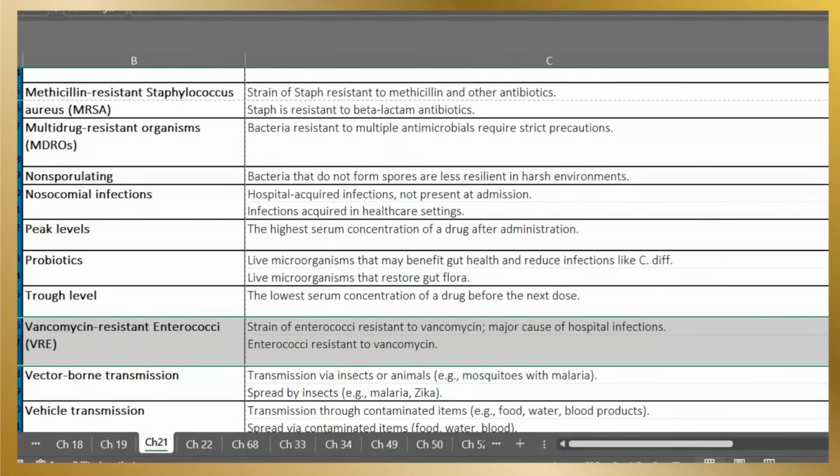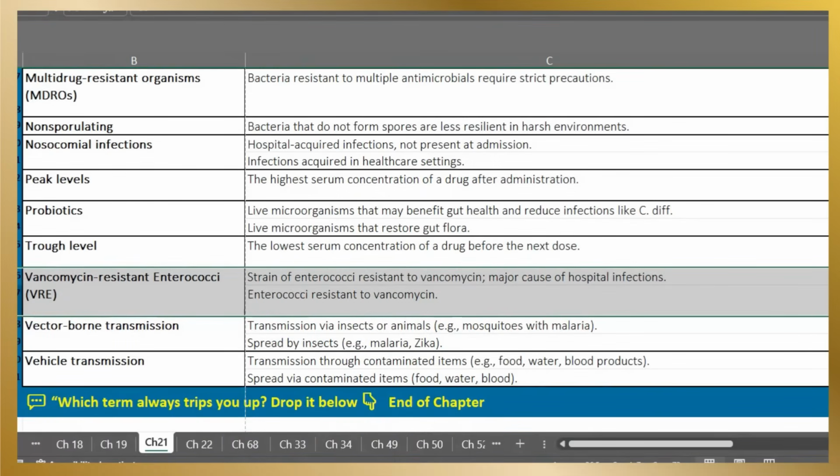And then vancomycin-resistant Enterococci. So the strain of Enterococci resistant to vancomycin, a major cause of hospital infection. It's a shortcut from vancomycin, and it also needs strict isolation. We are almost there at the finish line.